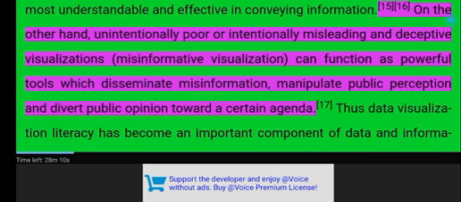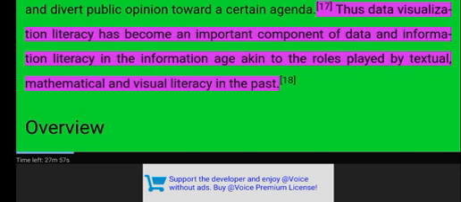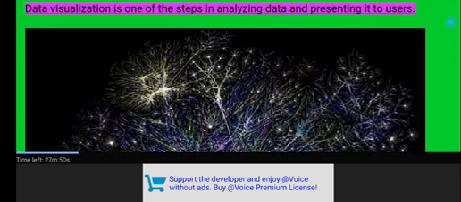On the other hand, unintentionally poor or intentionally misleading and deceptive visualizations, misinformative visualization, can function as powerful tools which disseminate misinformation, manipulate public perception and divert public opinion toward a certain agenda. Thus data visualization literacy has become an important component of data and information literacy in the information age, akin to the roles played by textual, mathematical and visual literacy in the past. Overview. Data visualization is one of the steps in analyzing data and presenting it to users.